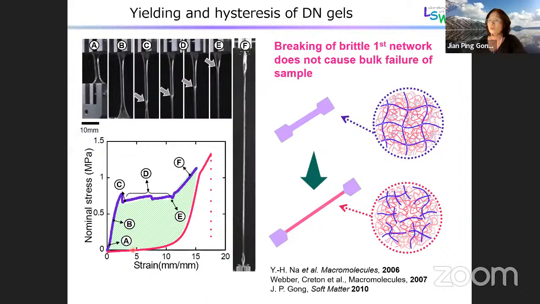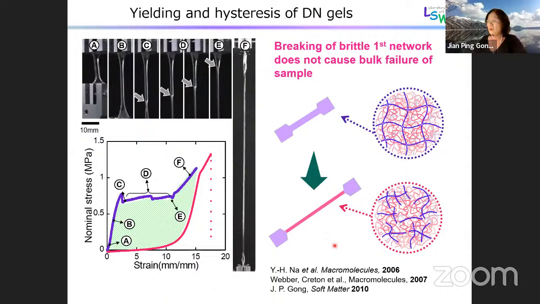And when we are loading the gels, the gel shows a very high modulus, which is determined by the first hard and brittle network. And if we unload the gels, we will see a strong hysteresis due to the internal fracture of this hard and brittle network.